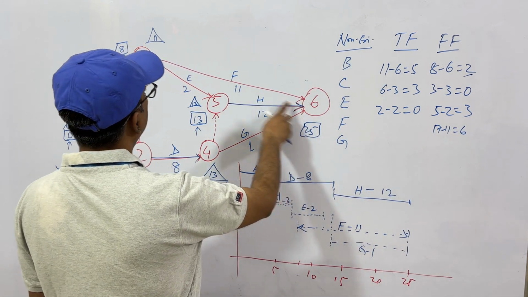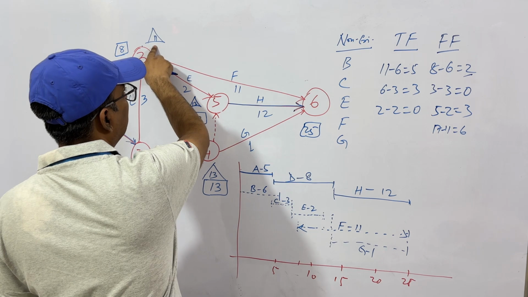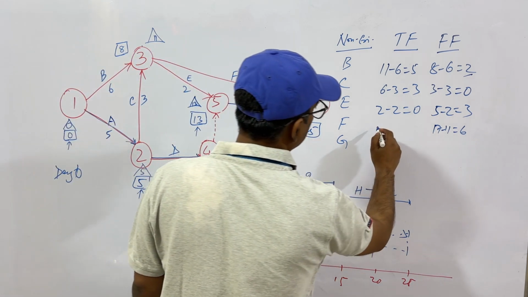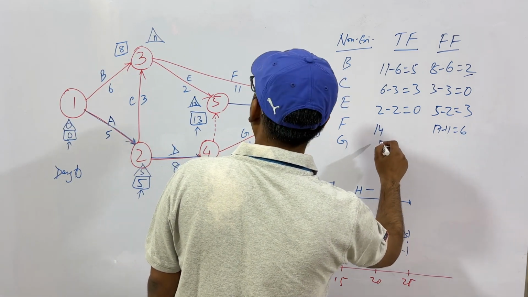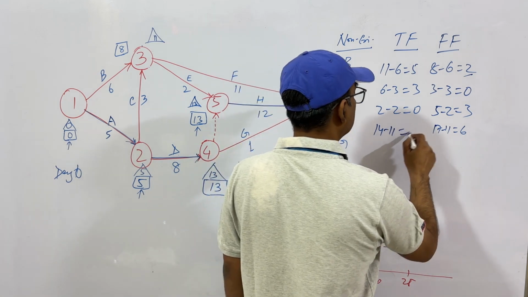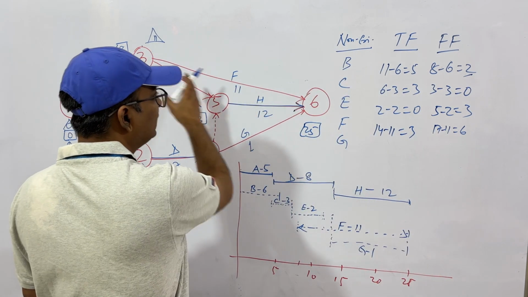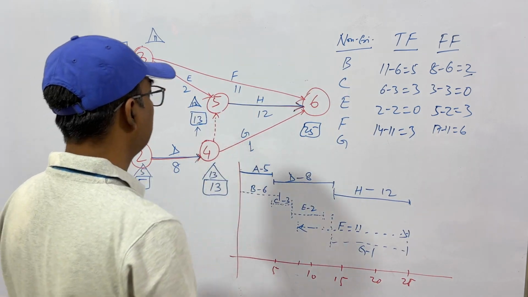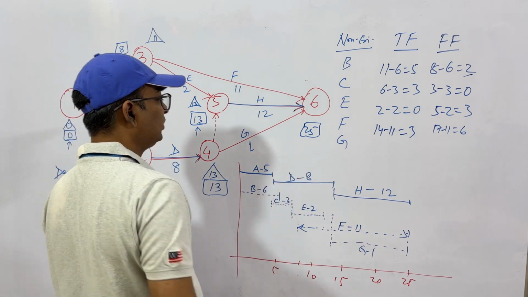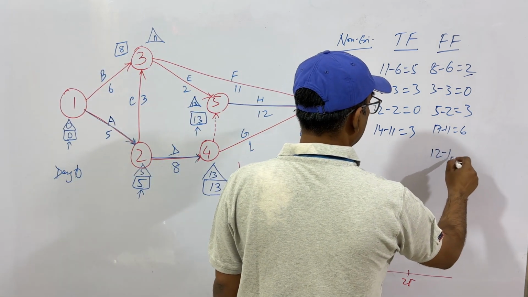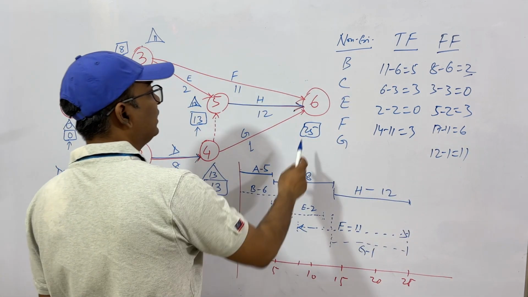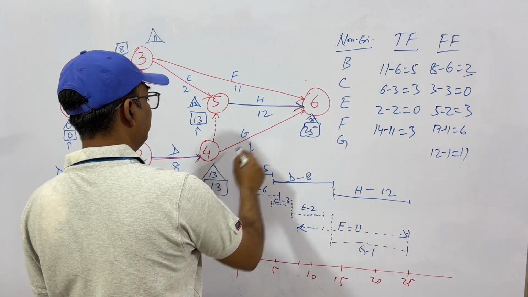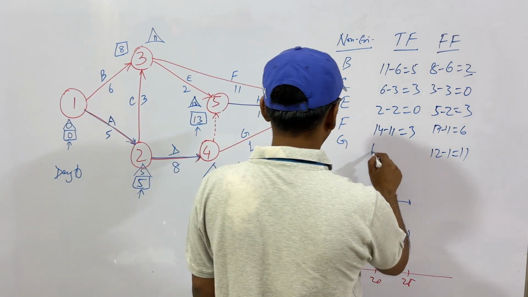And this is 25. 25 minus 11, it will be 14. 14 minus 11, that is 13. Sorry, 14 minus 11 is not 13, it is 3. So 3 days you have. It can be delayed by 3 days. Similarly, G, 25 minus 13, 12. So 12 minus 1, 11. And this is also 25. So 25 minus 13, 12. 12 minus 1.